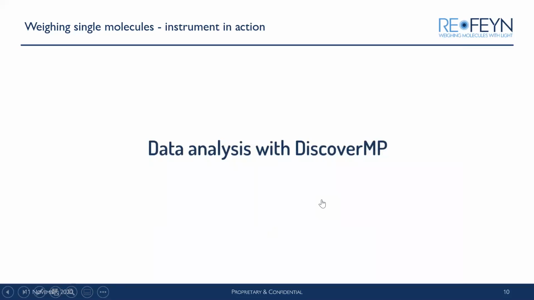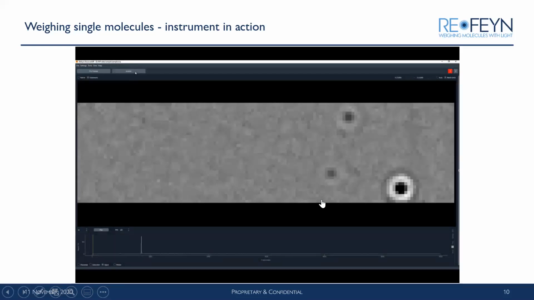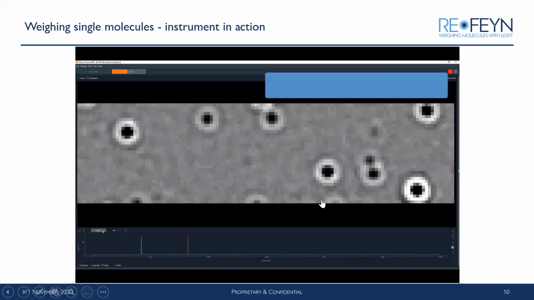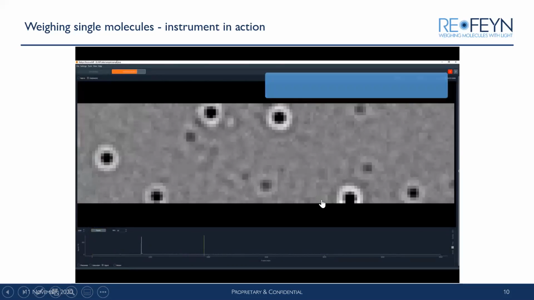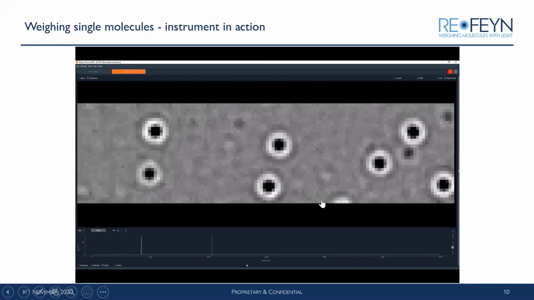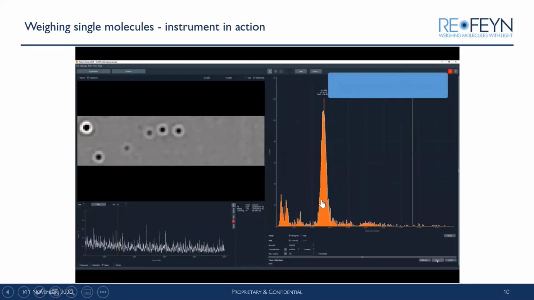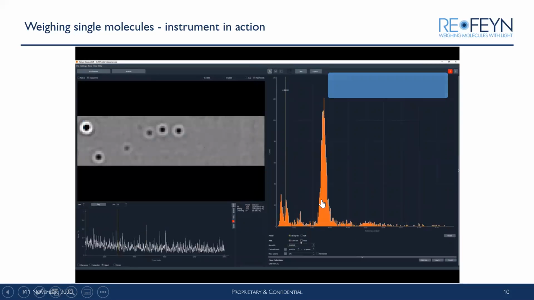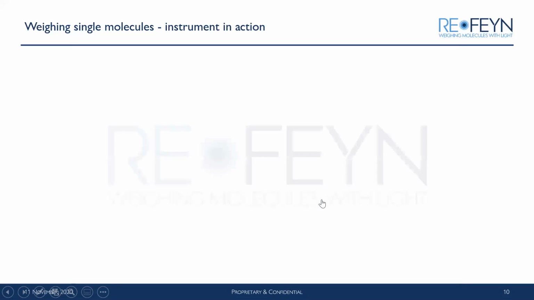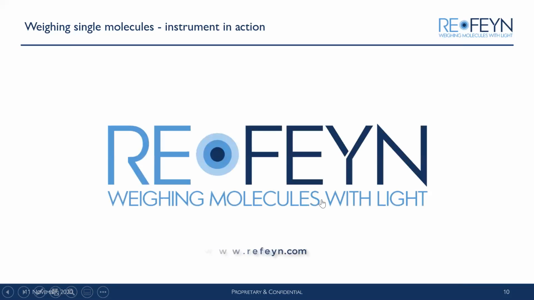Now, all you need to do is the analysis. And this is done with our software, which is also super fast and can analyze movies within 1 or 2 minutes. So within, I would say, 5 minutes, you have an answer to what the content of your protein is. And you can see here that you get your mass histogram really easily. So it's really a simple technique to measure the mass of your protein.